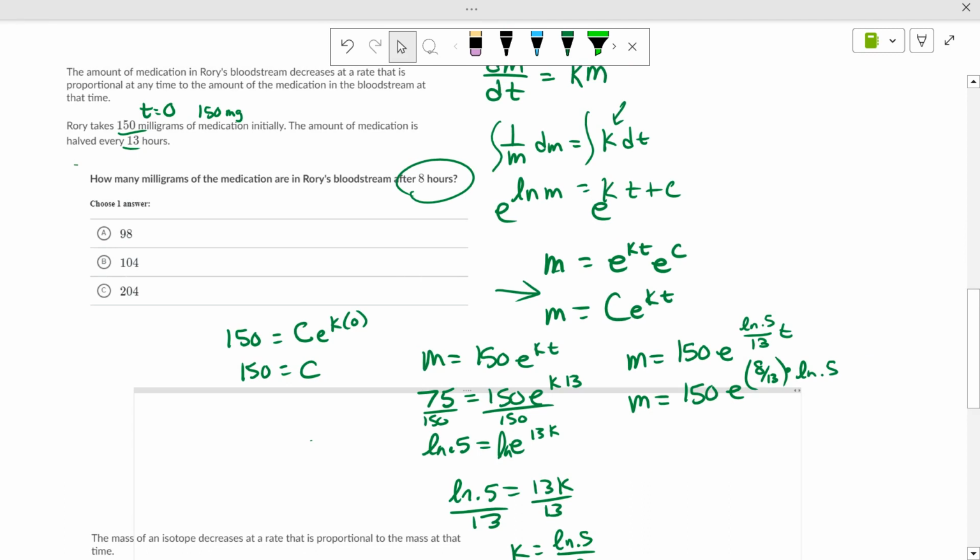Which answer do you get? 98 is what you get.